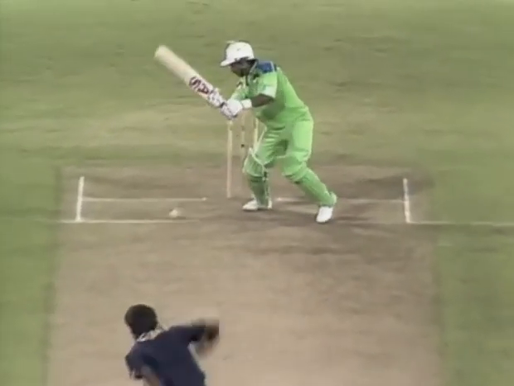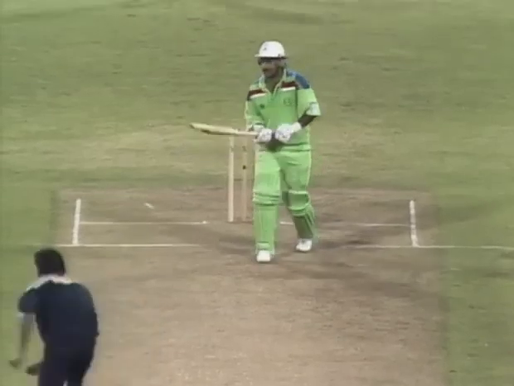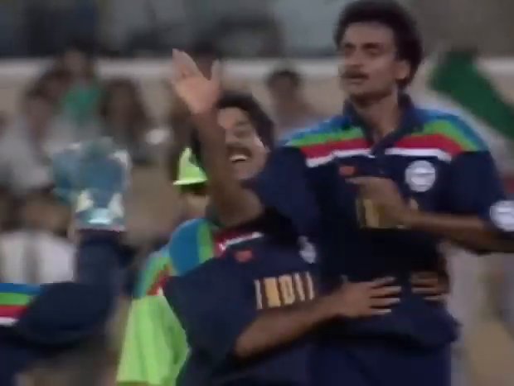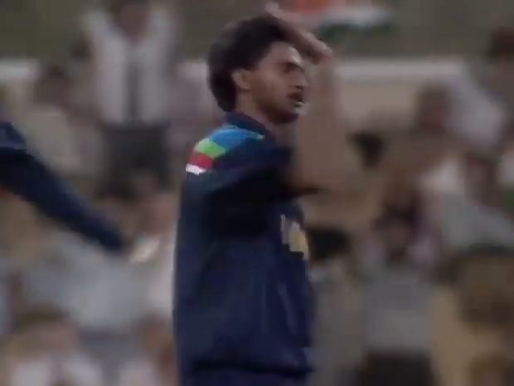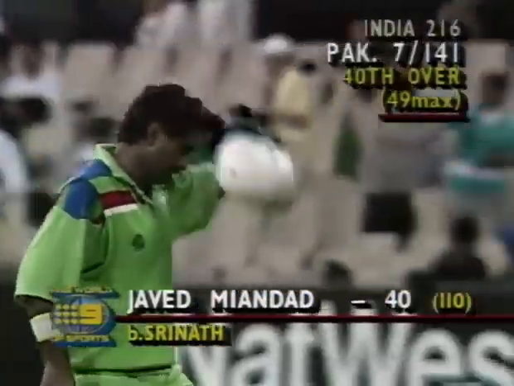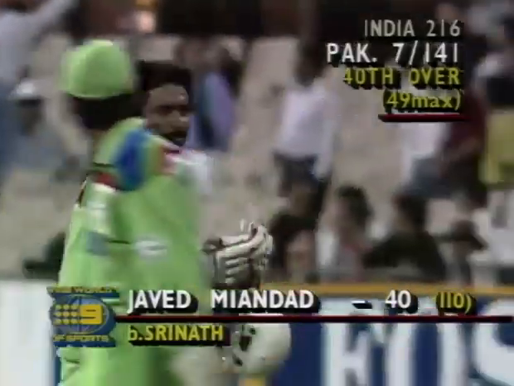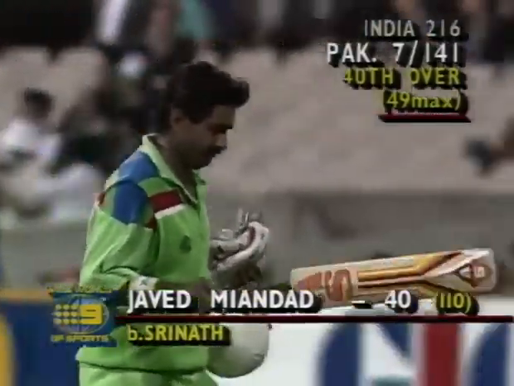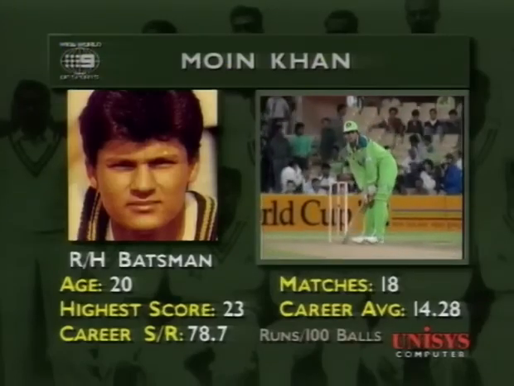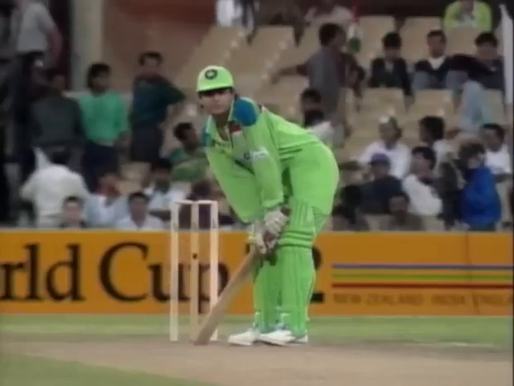Yes, a little in-swinging Yorker from Srinath. He's very happy about it, and so he should be. That was the last nail in the coffin for Pakistan. He was the man they needed out, Javed Miandad, for 40 off 110 balls. Pakistan now 7 for 141. The new batsman is Moin Khan. He's on strike at the moment, just 20 years of age.